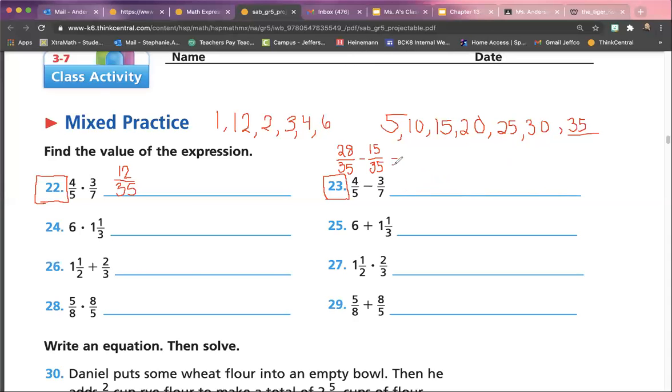All right, Justin, I heard from you. If I was to do 28 35ths minus 15 35ths, what do I end up with? You would end up with... Well, what's my denominator? What is it still going to be? 35. Yes, sir. And then now I have 28 minus 15. What do we think? 13.